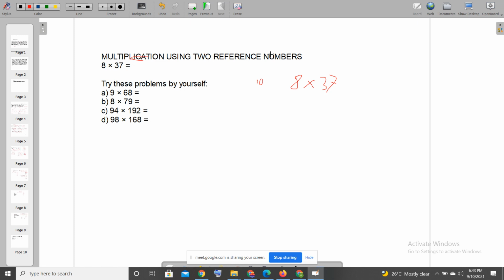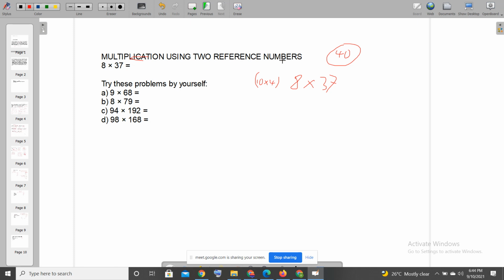Now I need another reference number for this. You can see that 37 is closer to 40, right? So I can pick 40 as my reference number. What I will do is 4 times 4, which means 10 times 4 will give me what? 40. And here this one is also 10. So you solve the 2. I don't need to write it again. I'm using 4, because I know that 10 times this will give me this.